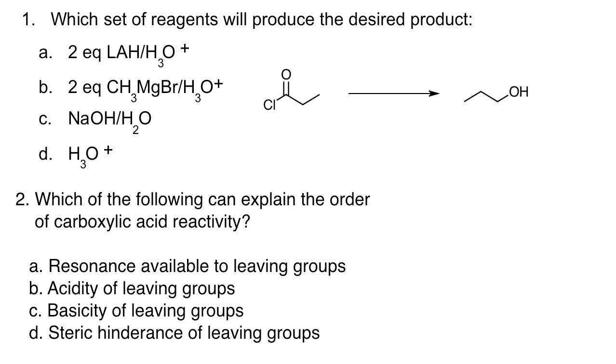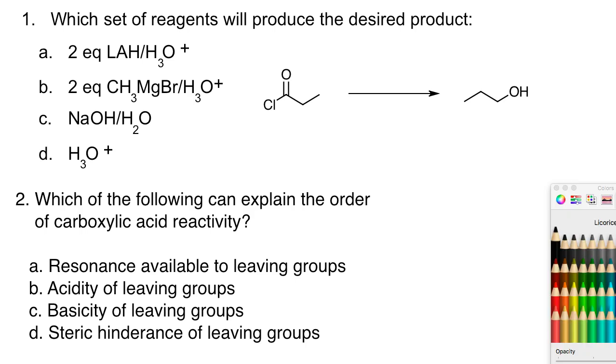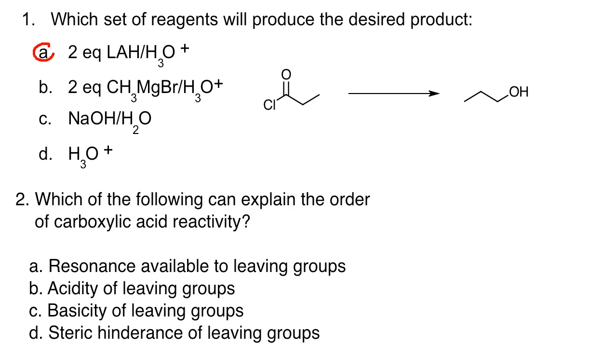All right, so hopefully you had a chance to take a look at all of these, and you also had some notes to go back over and reference as you were looking at this. Now, number one, which set of reagents will produce the desired product? We're going from an acid chloride to a primary alcohol. So the correct answer here should have been letter A. When we're working with this, the LAH is really what we're looking for, because that 2 equivalents of LAH is going to do a double reduction, and the acid chloride will go down to a primary alcohol. So letter A is correct.